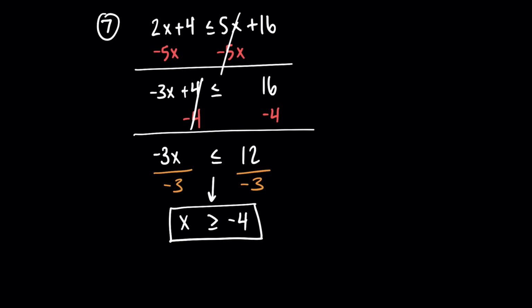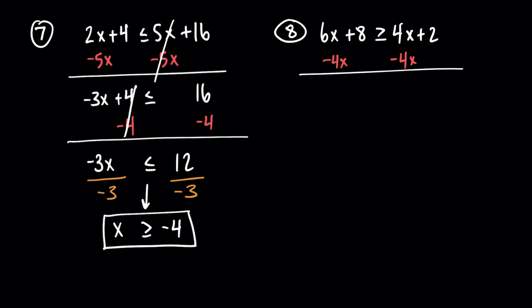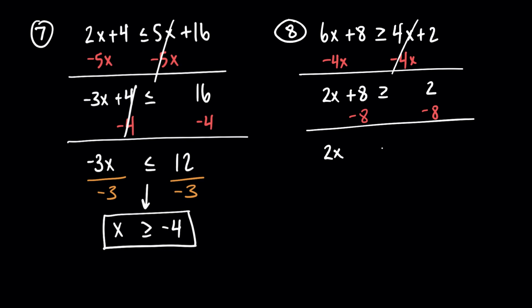Let's look at another example here. So example 8. And this is going to be 6x plus 8 is greater than or equal to 4x plus 2. And I'm going to subtract 4x from both sides. When we do this, we get 2x plus 8 is greater than or equal to, that's 0. The 2 comes down. Let's subtract 8 from both sides. And we get 2x is greater than or equal to negative 6.